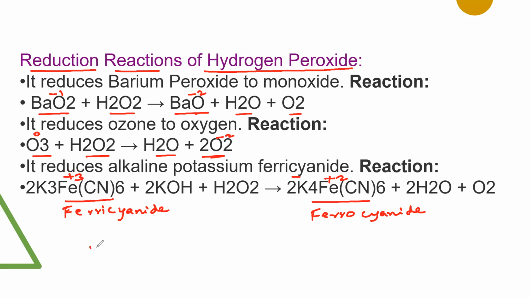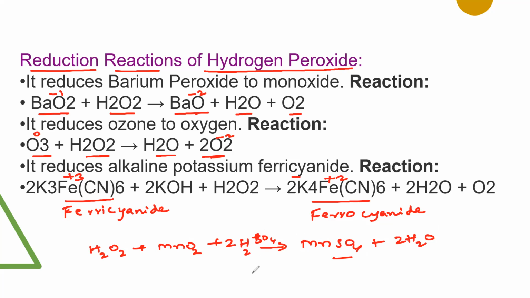So H2O2 on reaction with manganese dioxide plus 2H+, that is in the presence of acid, forms manganese sulfate. So here it is manganese dioxide to manganese sulfate. Even if we take H2SO4 in place of this H+, it forms manganese sulfate along with two water molecules. So manganese dioxide to manganese sulfate. This is again reduction.